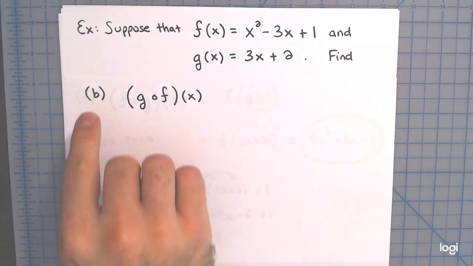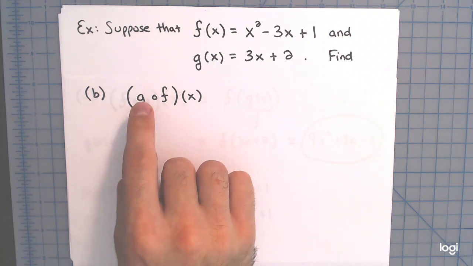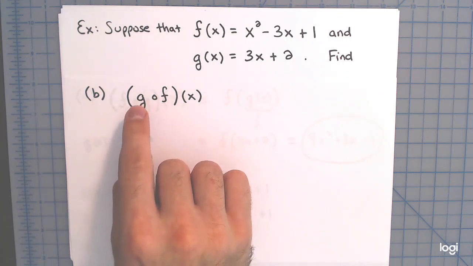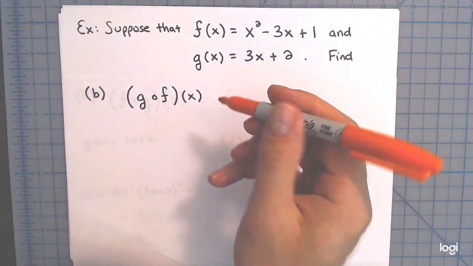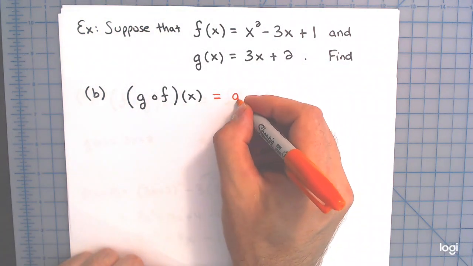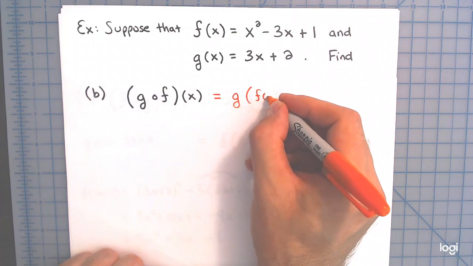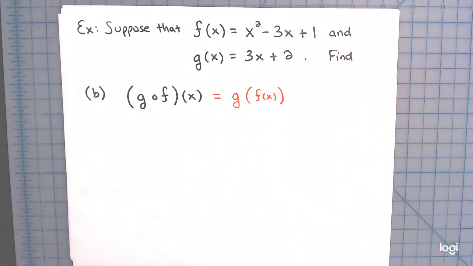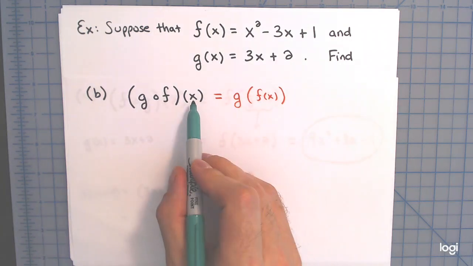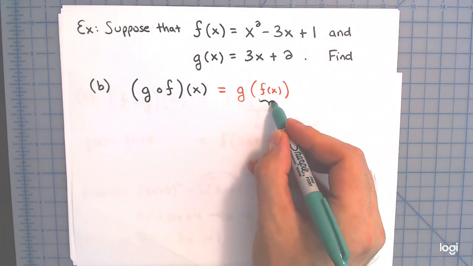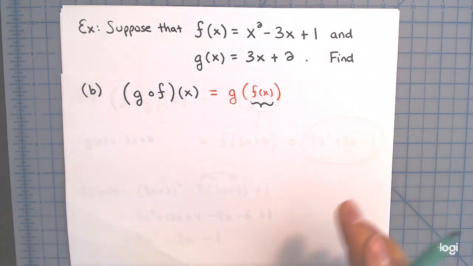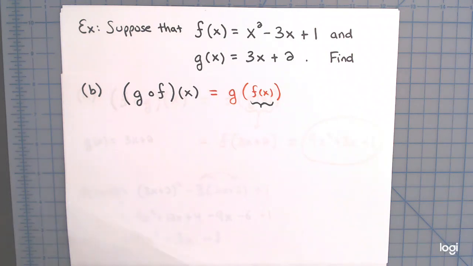But now in part B, I'm asked to find g composed with f, the value of it at the input x. Again, I can write this another way as g of f of x. Just like all the other examples, the first thing I'm doing is taking this number x and plugging it into f first. So what's g of f of x? First I want to find f of x.